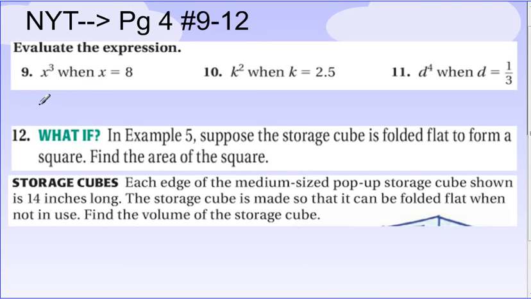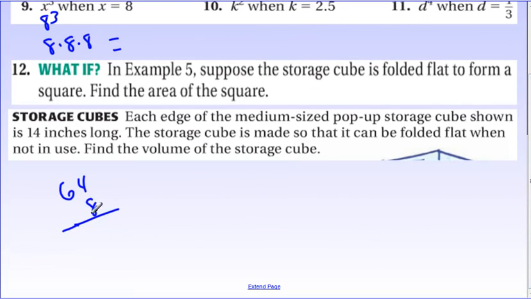Okie dokie, let's see it. X cubed. Let me substitute first. So it'd be 8 cubed. That's 8 times 8 times 8. You probably did this off to the side of your paper. I can do some of it in my head. I know 8 times 8 is 64. And 64 times 8, I was going to do it in my head, but I'll show it out. 8 times 4 is 32. 8 times 6 is 48, 49, 50, 51. 512.